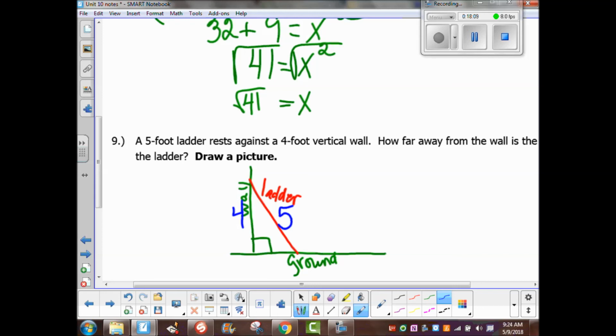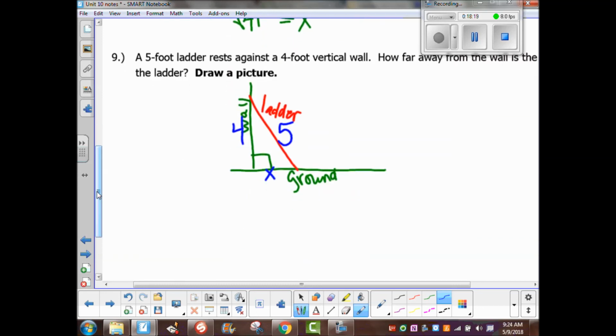How far away from the wall is the ladder? So we're looking for that piece right there. Looking for the x. Okay? Or one of the legs of the triangle. Who can substitute for that? Caitlin, go ahead. Excellent. Okay, she made sure that the 5 was in the c spot.